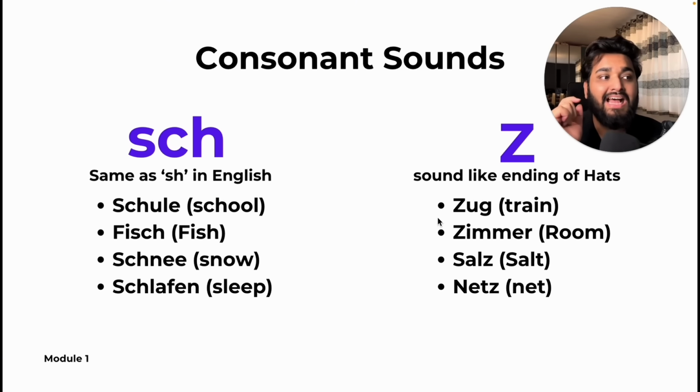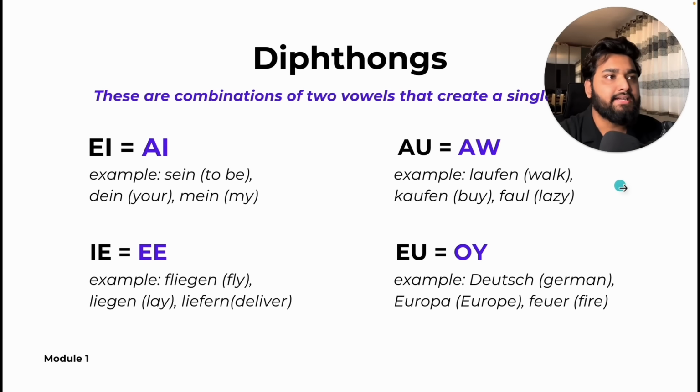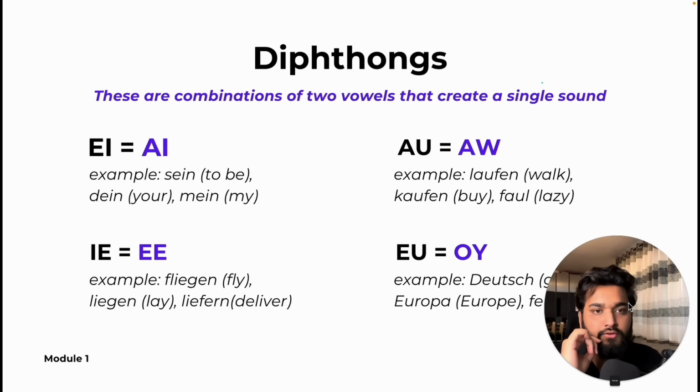For example, Zug, Zimmer, Salz, Netz, or the ending of the hats is the sound of this set. Zug, Zimmer, Salz, Netz. So let's go to the next slide, diphthongs. These are combinations of two vowels that give a single sound. You can see this one, AI is equal to I.